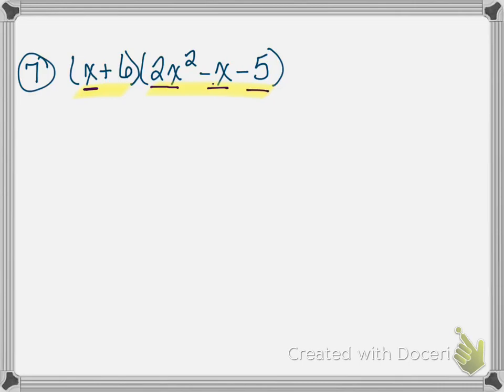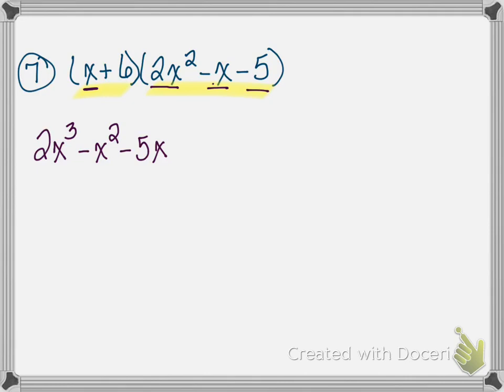So I have x times 2x squared. That gives me 2x to the third. Then I have x times negative x. So that's going to give me negative x squared. Then I have x times negative 5. So I have negative 5x.